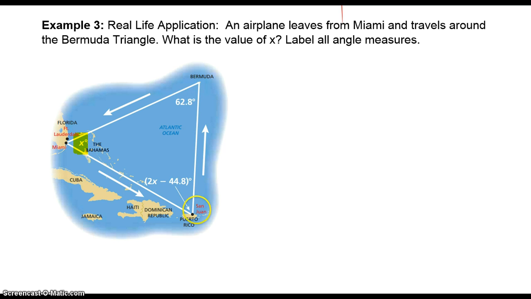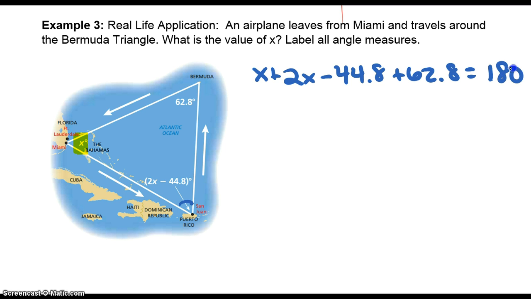So what can I do? What am I going to use here? What have we learned that we want to use in this case? Does this have anything to do with exterior angles? No. It has to do with the interior angles of a triangle adding up to 180, because I want to find out what the interior angles are here. So I start with x plus, what's this angle here? 2x minus 44.8 plus, my third angle is 62.8, and they should all add up to 180.